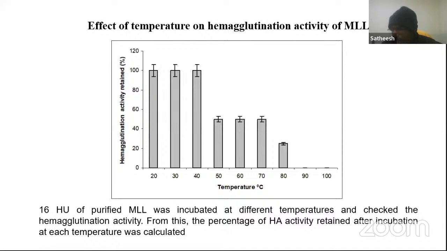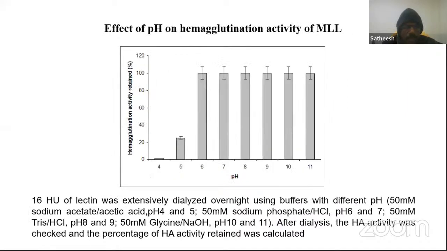So we have studied the effect of temperature on the hemagglutination activity of MLL. We can see that up to 20, 30 and 40 degrees, there was no reduction in the activity. But at higher temperatures, 50, 60 and 70 degrees Celsius, the activity came down to 50%. And at 80 degrees Celsius, it came down to around 20-25%. So it is sensitive to high temperature.